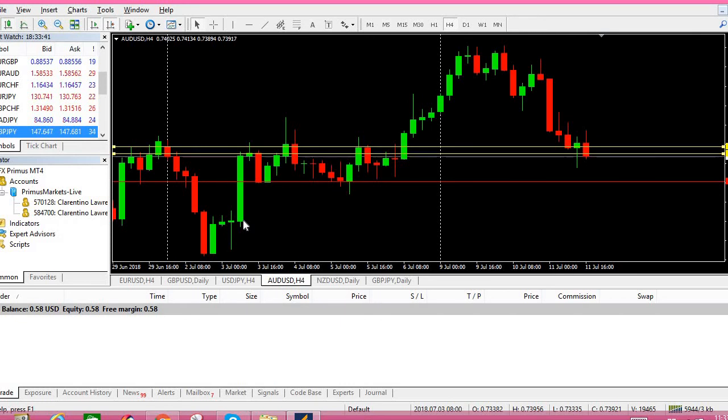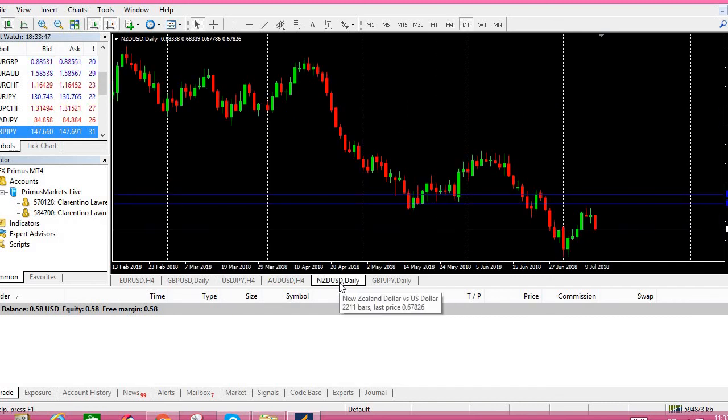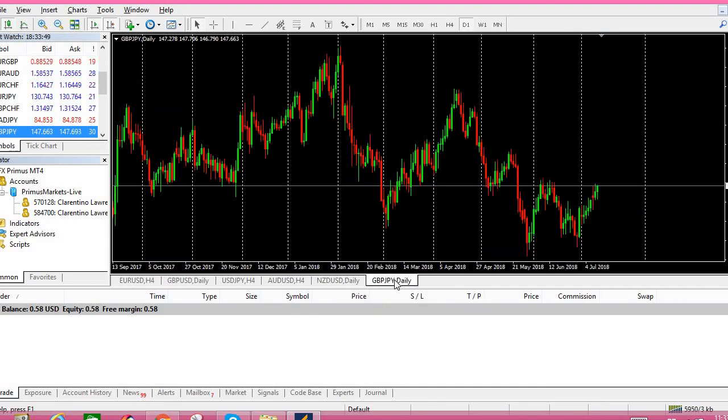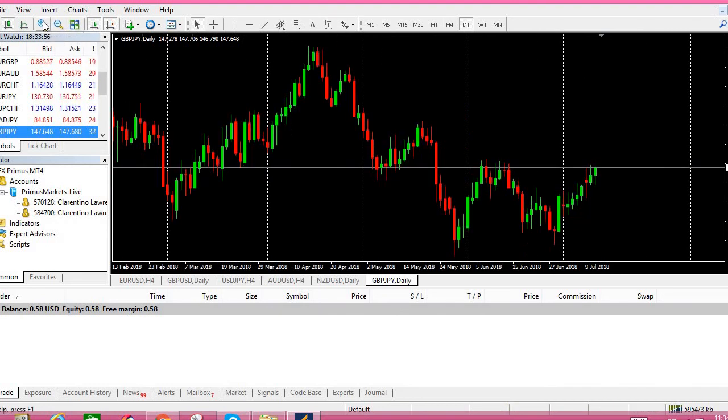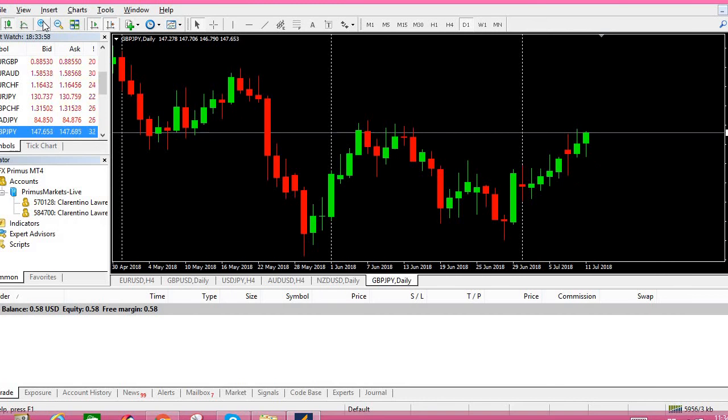Really good, basically. So now let's see the New Zealand. We have a move here. I hope you are not bored with what I'm explaining here. What we are viewing right now is the GBP JPY daily pair.